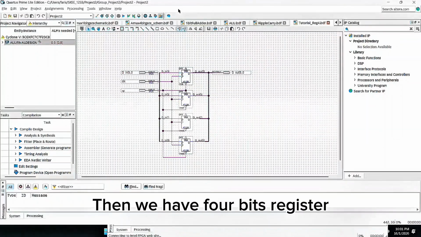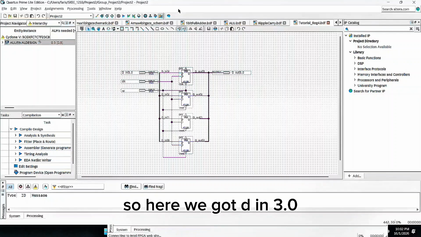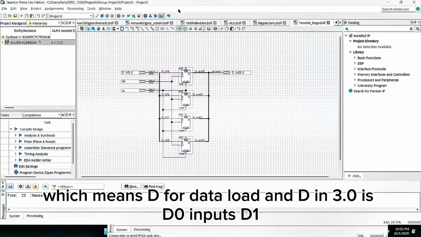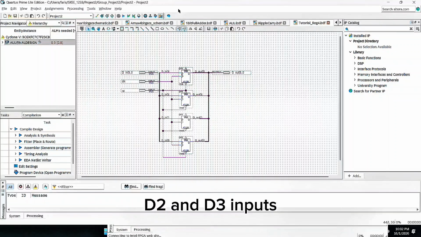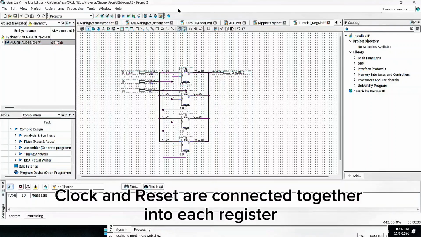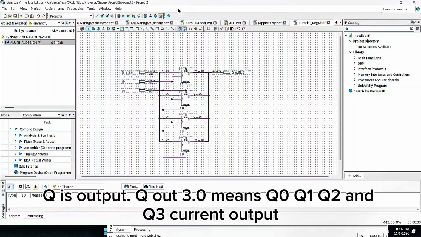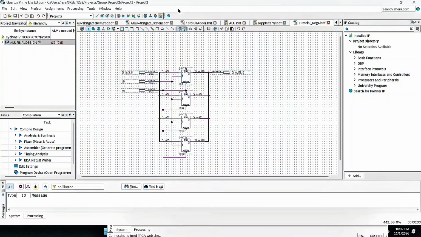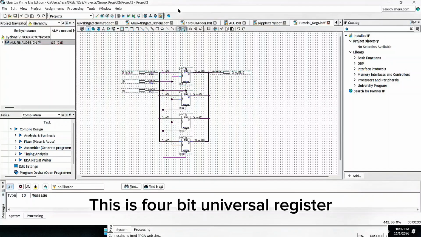Then we have the 4-bit register. Here we have D in 3:0, which means D for data load, and D in 3:0 is the D0, D1, D2 and D3 inputs. Clock and reset are connected together into each register. Q is the output. Q out 3:0 means Q0, Q1, Q2 and Q3 current output. This is the 4-bit universal register.